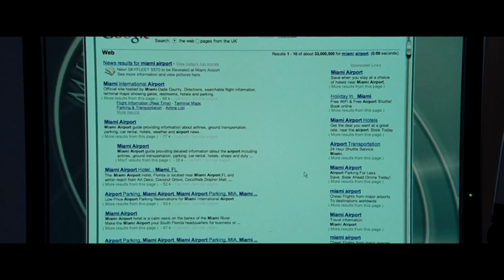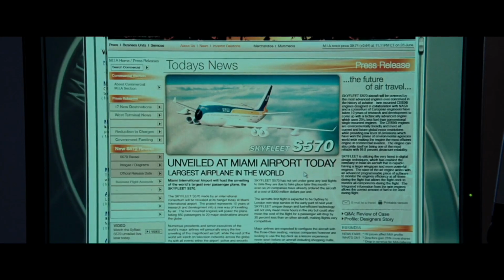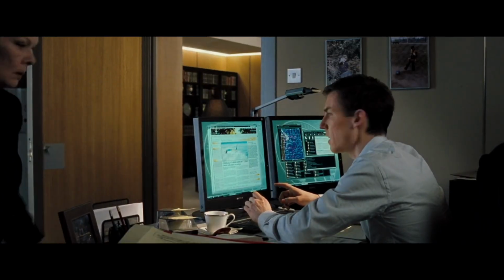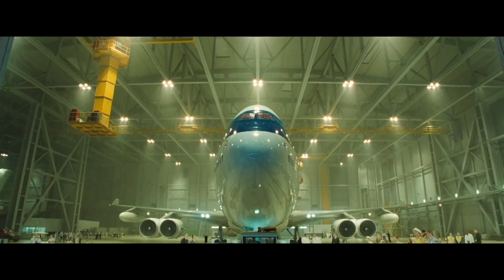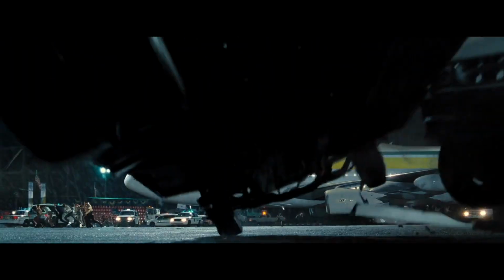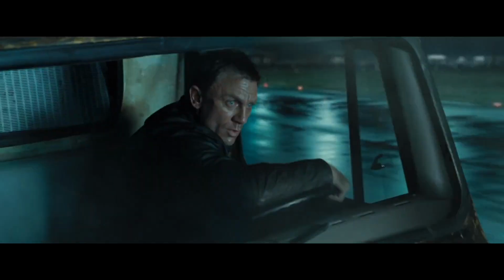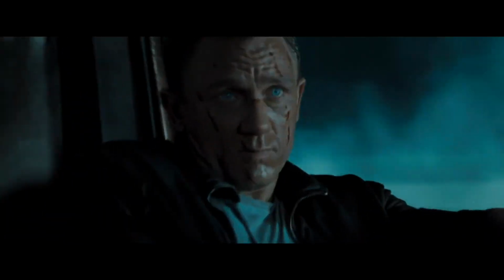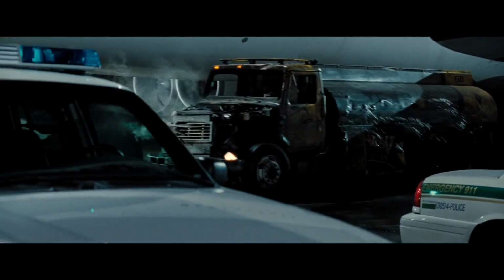Okay, the Skyfleet S570 prototype. What about it? Largest airplane in the world being unveiled today at Miami Airport. It's expired. I'm sorry, I'm not sure yet how much you've lost.